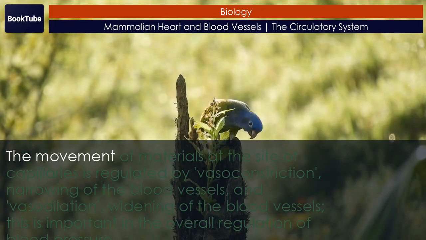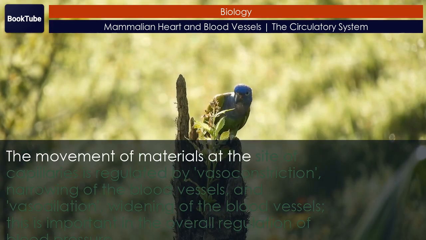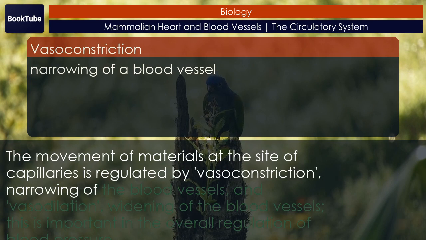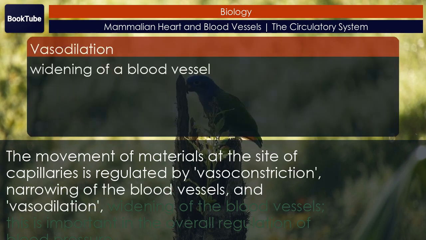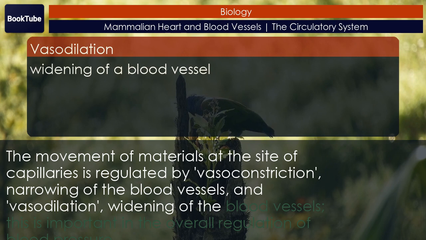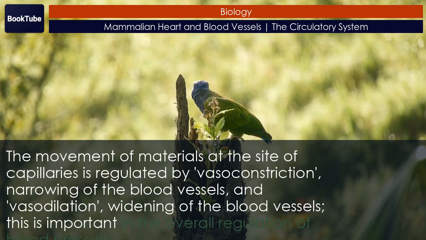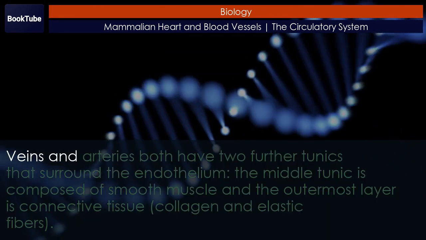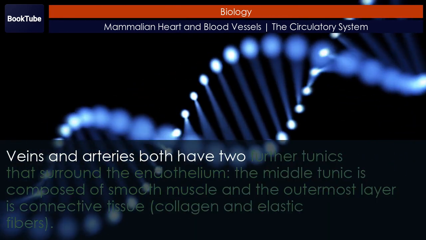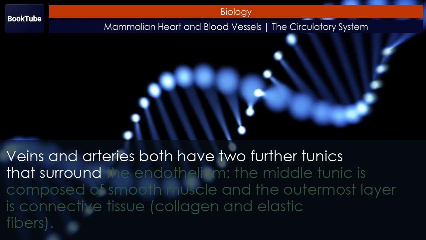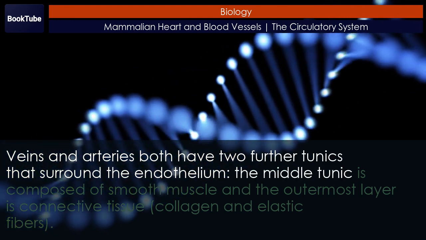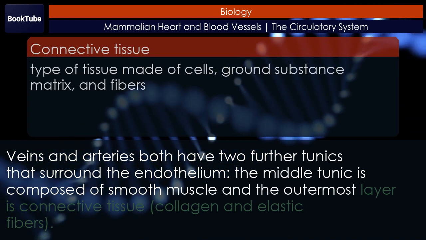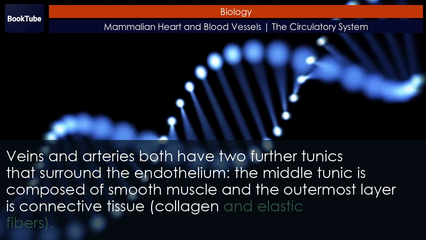The movement of materials at the site of capillaries is regulated by vasoconstriction, narrowing of the blood vessels, and vasodilation, widening of the blood vessels. This is important in the overall regulation of blood pressure. Veins and arteries both have 2 further tunics that surround the endothelium. The middle tunic is composed of smooth muscle and the outermost layer is connective tissue, collagen and elastic fibers.